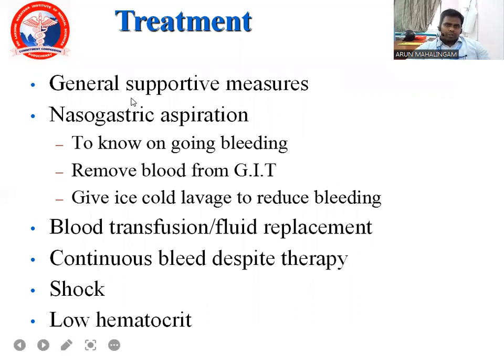General and supportive measures: you can start a patient on a nasogastric aspiration to know ongoing bleeding and to remove the blood from the GIT, give ice pack cold lavage to reduce bleeding, blood transfusions and fluid replacement, and continuous bleed despite therapy, shock and low hematocrit.